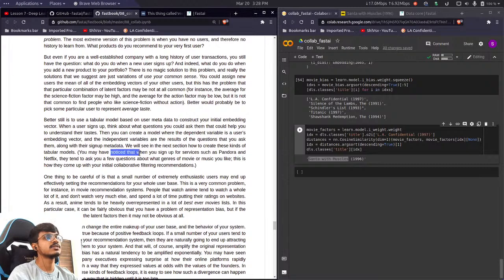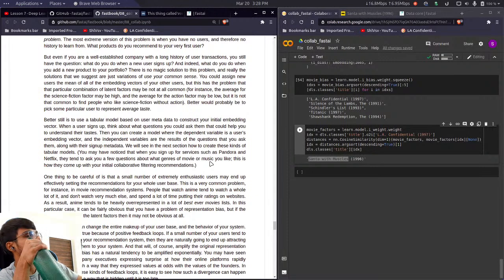You may have noticed that when you sign up for services such as Pandora and Atlas, they tend to ask you a few questions on genres you like. Yeah, they definitely do that. Spotify also does that. This is how they come up with your initial collaborative filtering recommendation.